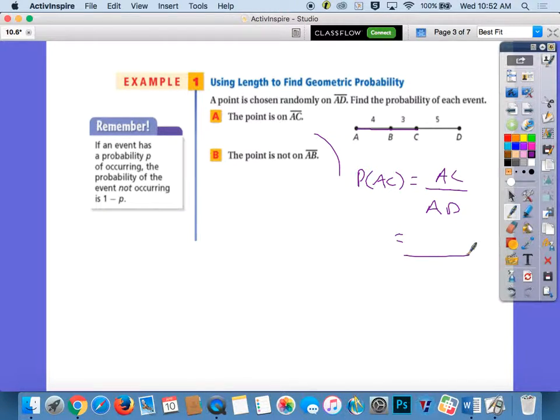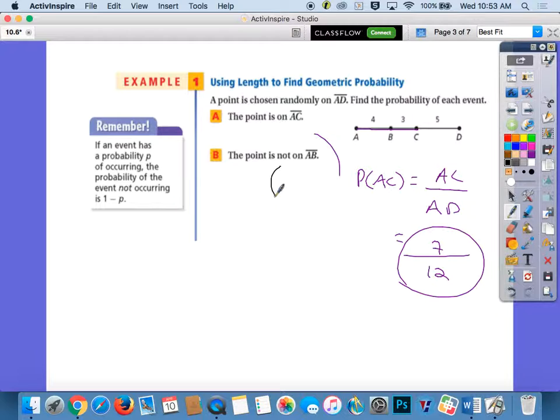Okay, so I always start with my sample space. My sample space is going to be 4 plus 3 plus 5, so I have 12. And then the length of AC is going to be 4 plus 3, so 7. So the probability of landing on AC is going to be 7 over 12. For these, I don't care if you do it as a decimal, a simplified fraction, or a percent. Either one is perfectly fine with me.